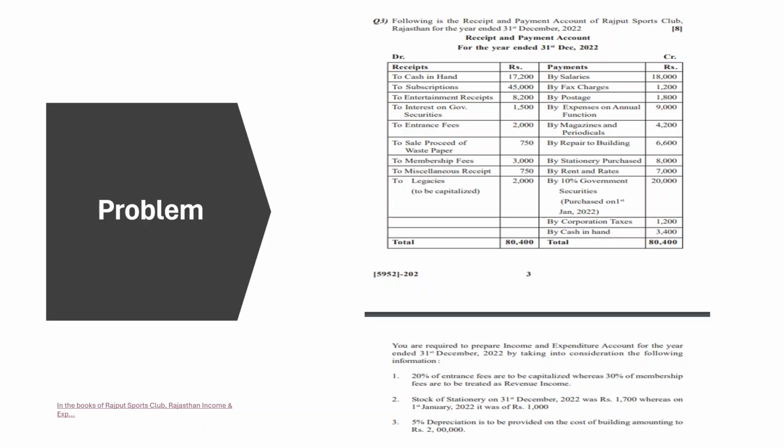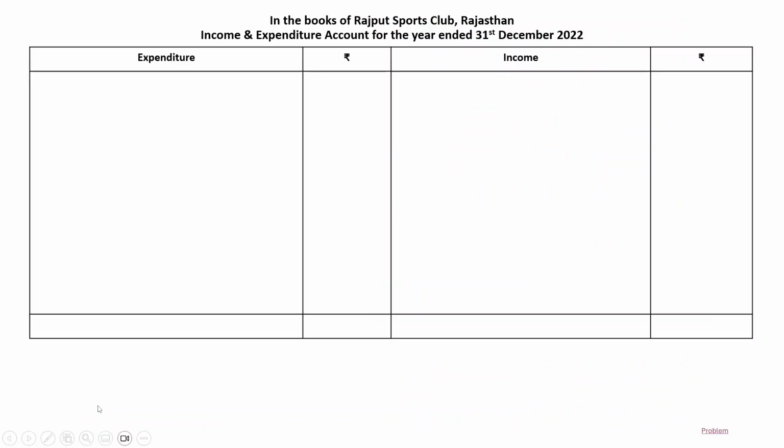Means we have to provide the depreciation on the building. So the building amount is not given in the receipt and payment account, so this adjustment effect we will show while preparing the income and expenditure account. Okay, now this is the total problem given. From this problem we have to prepare the income and expenditure account. So let's begin the preparation of the income and expenditure account.